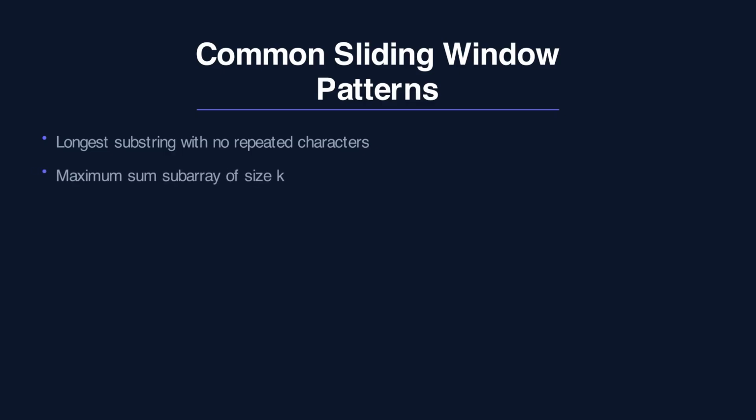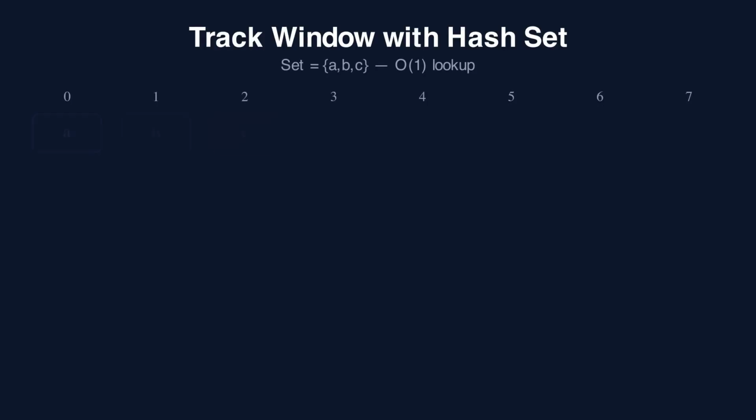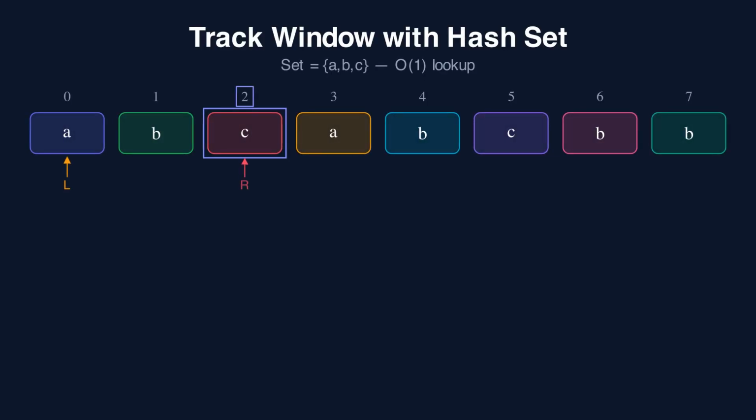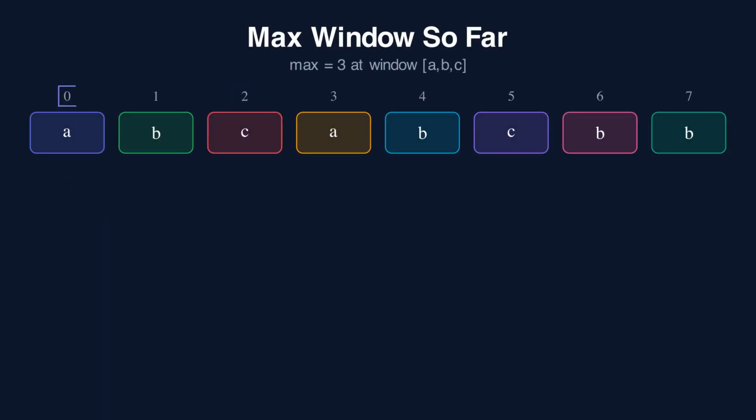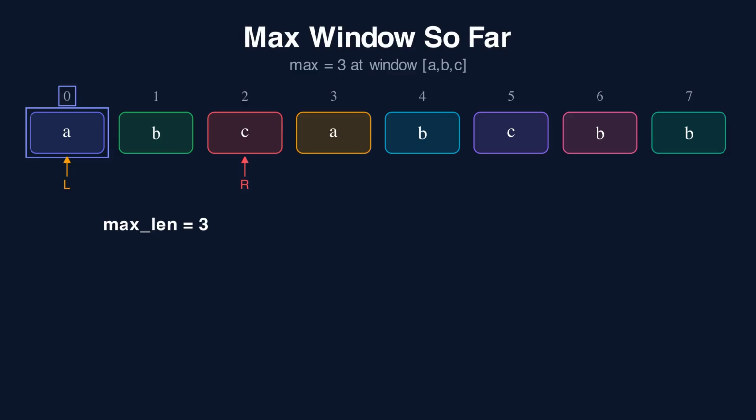The core principle remains consistent: expand the window from the right and shrink it from the left whenever a constraint is violated. This concludes our exploration of the sliding window technique. The problem of finding the longest substring with no repeated characters in abcabcbb highlights the inefficiency of a naive O(n²) approach. The sliding window visually demonstrates its mechanism moving across the array, expanding and shrinking.